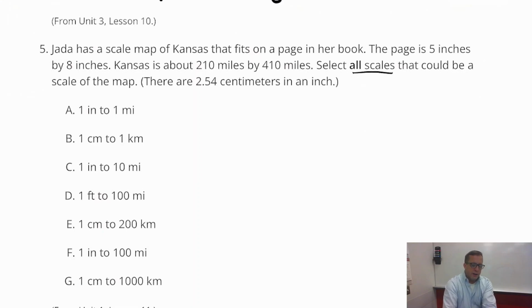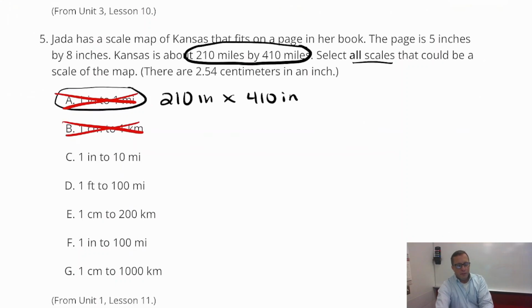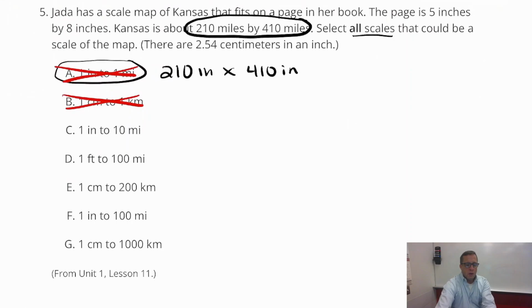This first one right here, I'm going to throw out right away, because 1 inch to 1 mile means every inch equals 1 mile. That means your map is going to need to be 210 inches by 410 inches. We only have a 5 by 8 page, so get rid of that. Same thing for B, for the same reasons. 1 centimeter equals 1 kilometer. 1 mile is roughly 1.6 kilometers, so that's going to be even more. Let's get rid of that.